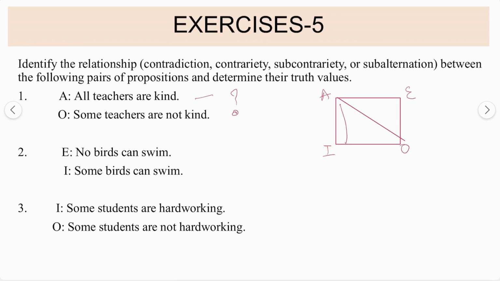E and I propositions, which relation will there be between E and I? So all teachers are kind, some teachers are not kind. So what will the relation be between these? No birds can swim, some birds can swim. So what would be the relation between the E and I propositions? Similarly, some students are hardworking. That is the I proposition, some students are hardworking, and the O proposition is some students are not hardworking. So this relationship, what is the name of this relationship? So you have to comment it.